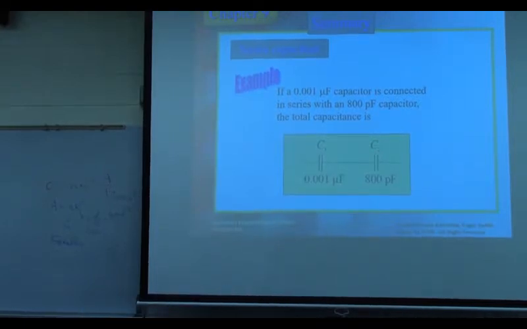These two obviously are in series. One is 0.001 micro, another one is 800 pico. What is the total? What is step one? You need to convert the units to the same, right? So which one do you want to convert? We convert the micro into pico. The first one is 1,000 PF, the second one is 800 pF. So 1,800, these two in series. What is it? You will get tricked again.